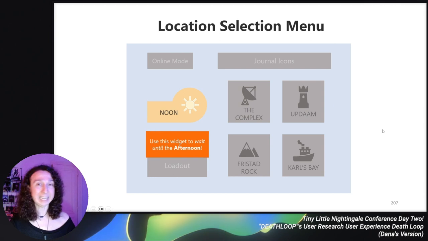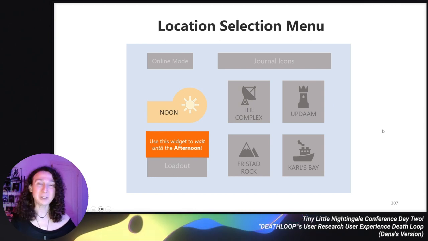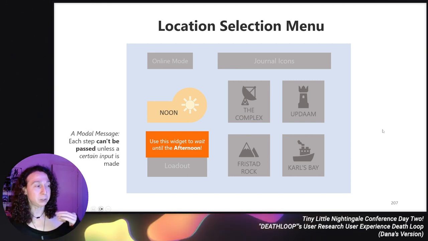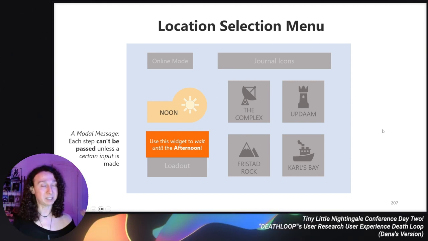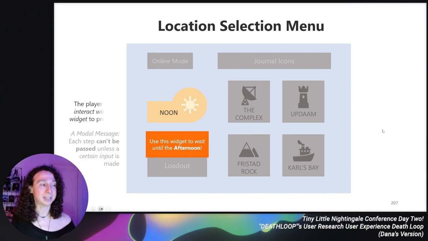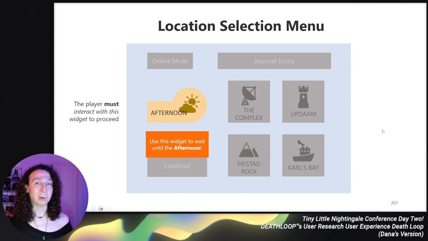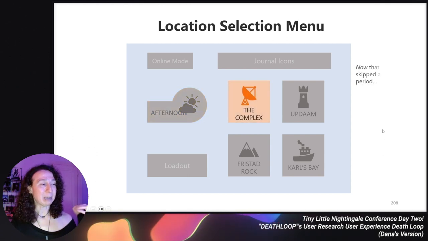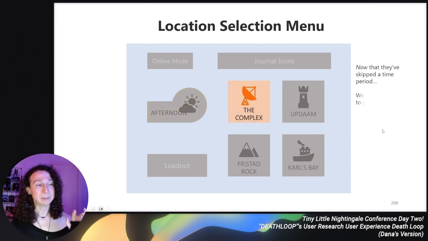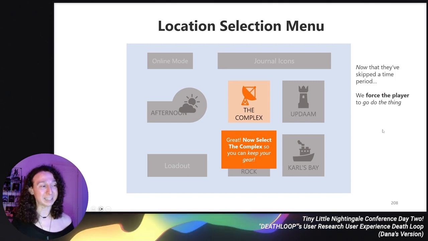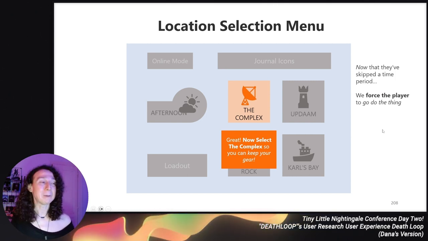Check out this handy dandy widget on your UI. Use it to wait until the afternoon. These are what we call modal messages, so you cannot progress until a specific input is made. The player has to then progress to the afternoon. Okay, cool. Now it's afternoon. Now we highlight the complex again. They've skipped the time period, and we force the player to go there. Like, okay, player, great. Now select the complex so you can keep your gear.